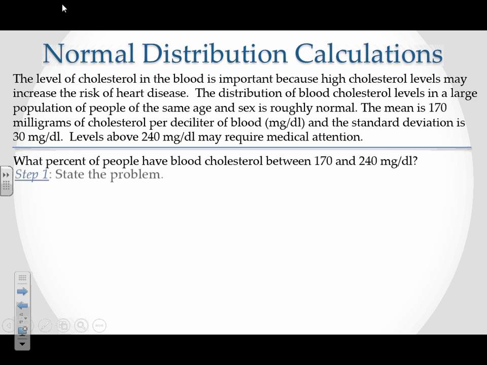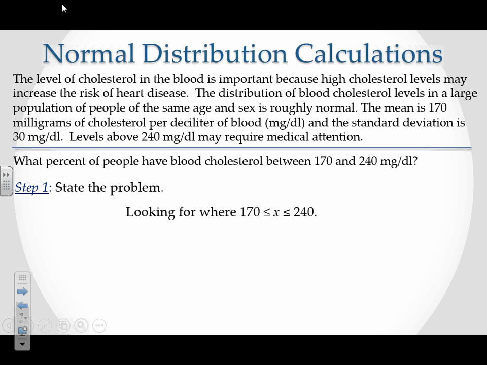So first thing, if we think about what the problem is stating or what we're looking for, we want to know what percent of observations, what percent of X's, are between 170 and 240. So now we're between two values. Okay? So once I know what my X values are, so X has to be between 170 and 240, what do I need to do with my 170 and my 240?